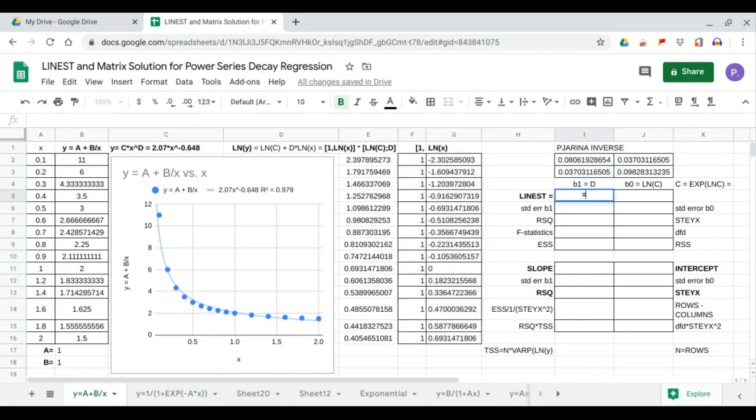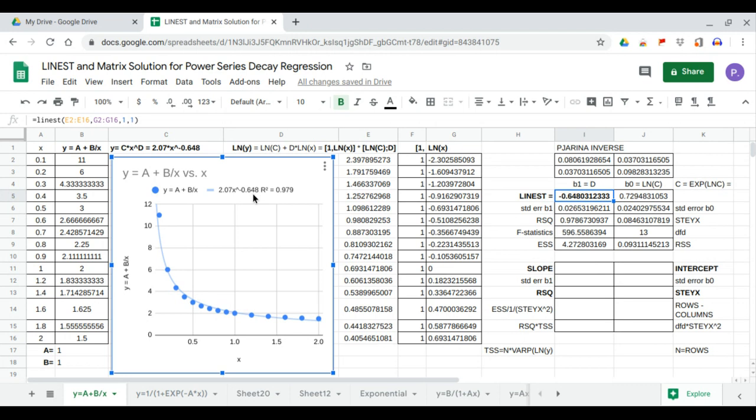Then we can use the LINEST function, LINEST data y and data x, and we'll show the full statistics. We have 10 outputs. You'll notice the value of B1 of the LINEST is negative 0.648, matches to our D in the equation of the chart, negative 0.648. While B0 is actually ln C. To get the value of C, we use exponent of ln C, 2.074, which is 2.07 in the equation.